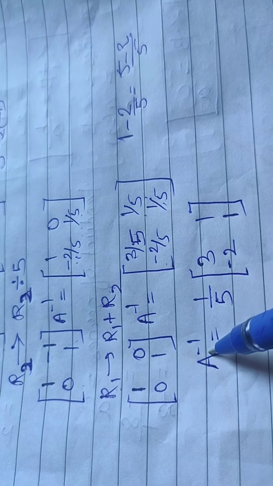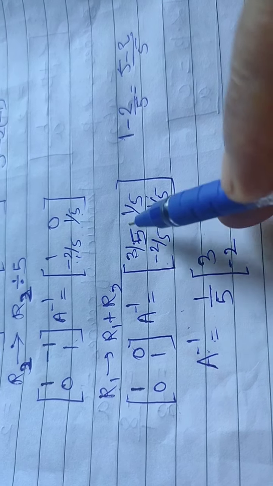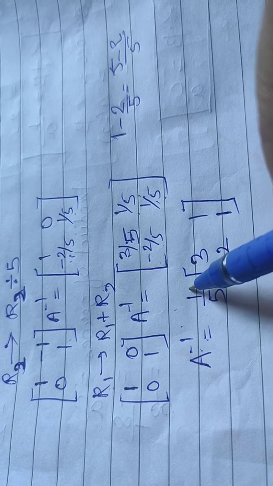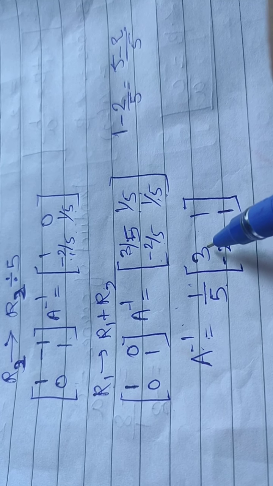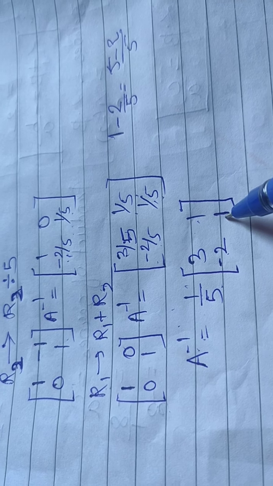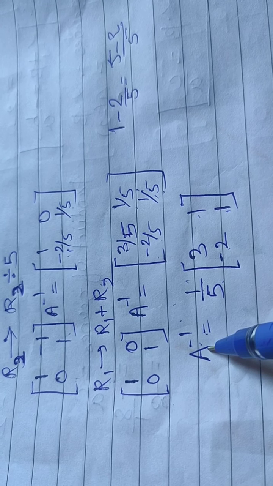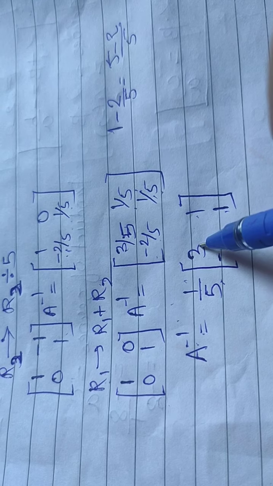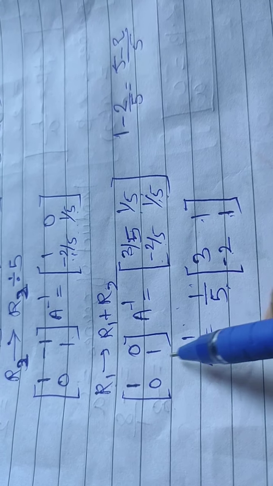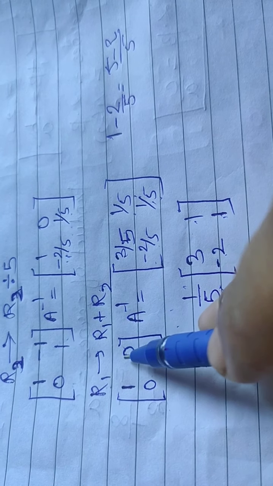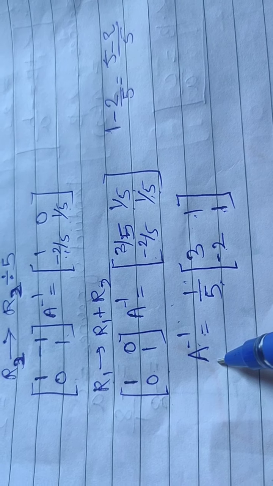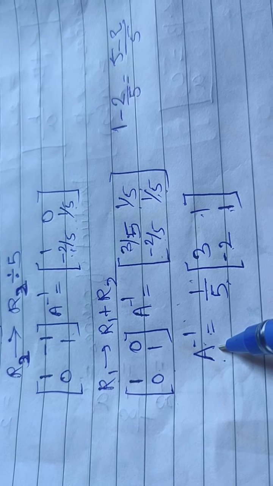So for A inverse of this matrix, we can take 1 by 5 common because each element has 1 by 5. Hence the matrix is 3, 1, minus 2, 1. So the inverse of this matrix is 1 by 5 into 3, 1, minus 2, 1. In this way we get the inverse. Now the left hand side becomes the identity matrix, I into A inverse is A inverse. And in this way we can find the inverse of the matrix.